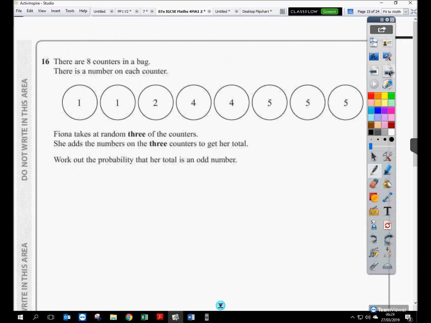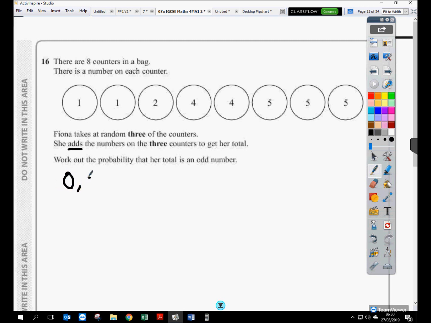Next question. So there are 8 counters in a bag. There is a number on each counter. And what we need to do is consider the probability that her total is an odd number. Okay, so first thing that we're going to do is, if Fiona takes 3 counters at random, let's think about the ways in which you can add her numbers together to get an odd number.